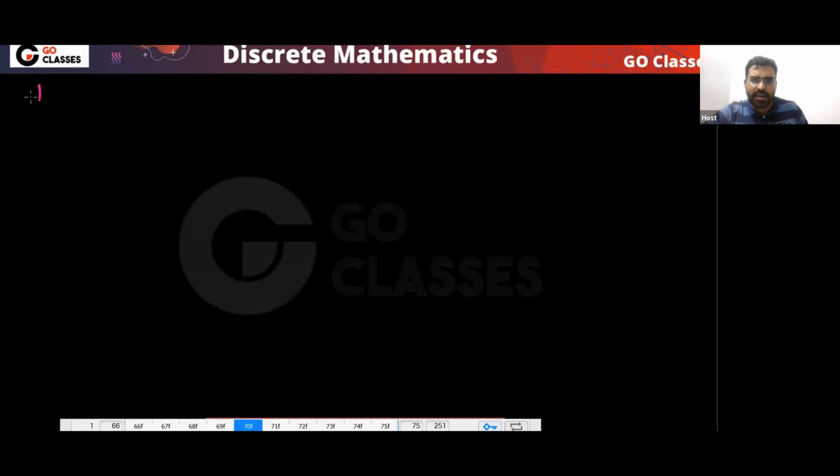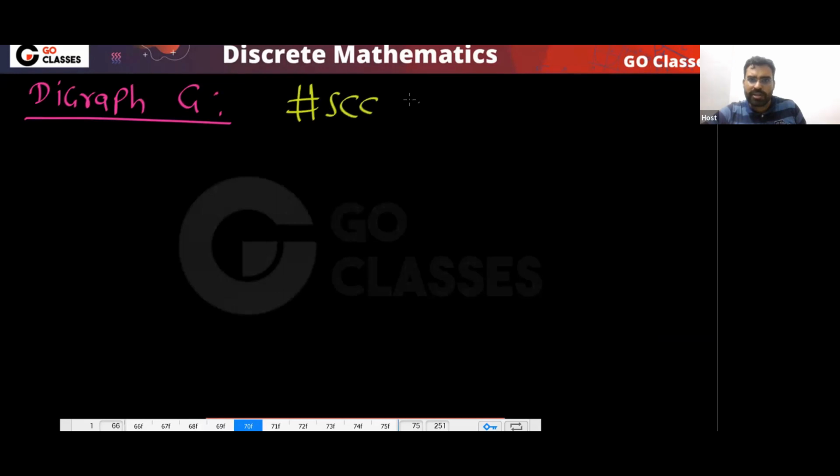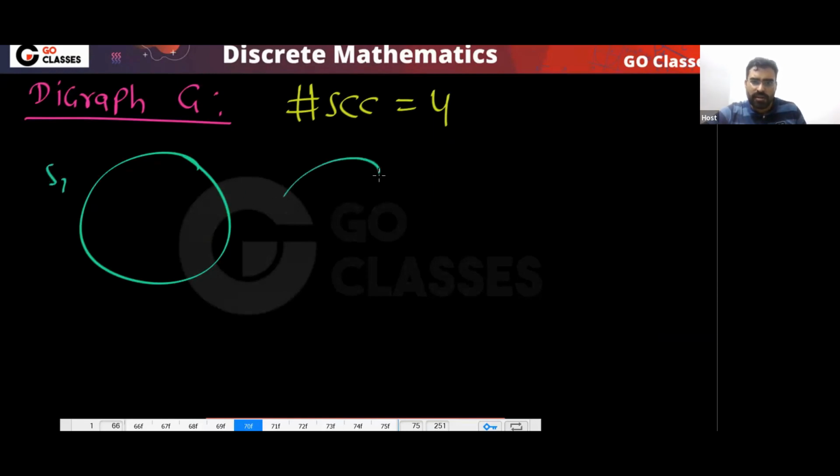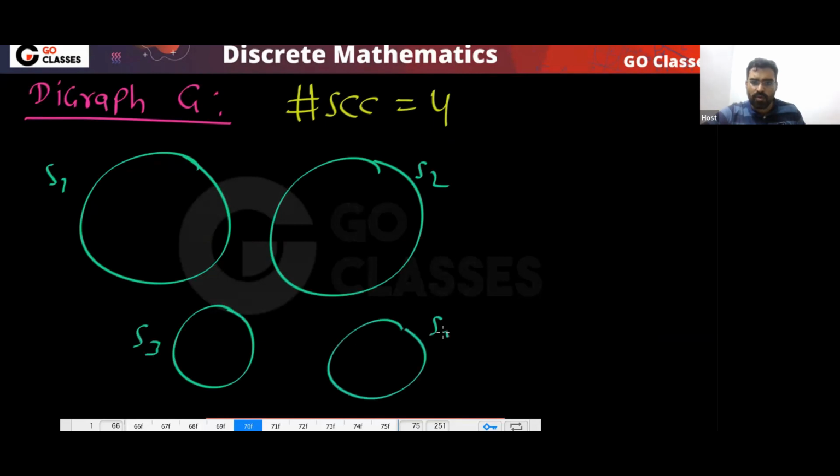You have a directed graph G. In this directed graph G, let's assume the number of strongly connected components is 4. Let's assume this is S1, this is S2, this is S3, and this is S4. Now, if you add one edge, whatever edge you add, can you increase the number of components?